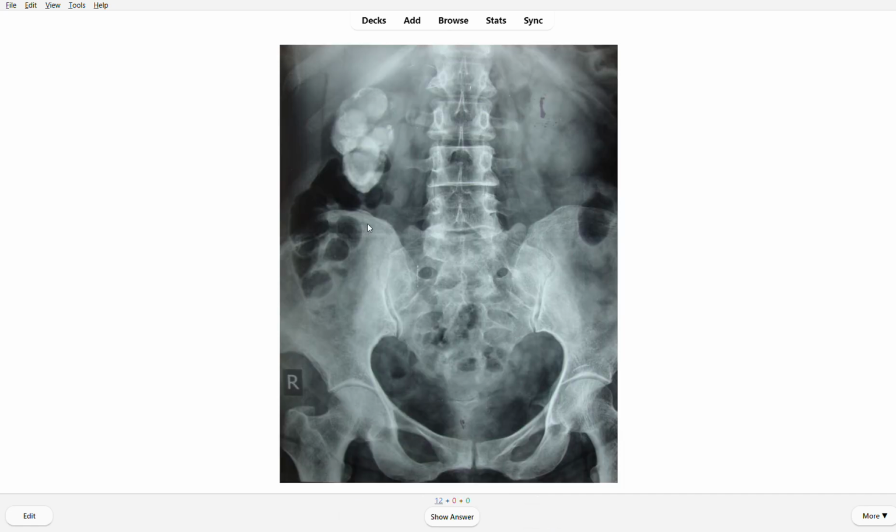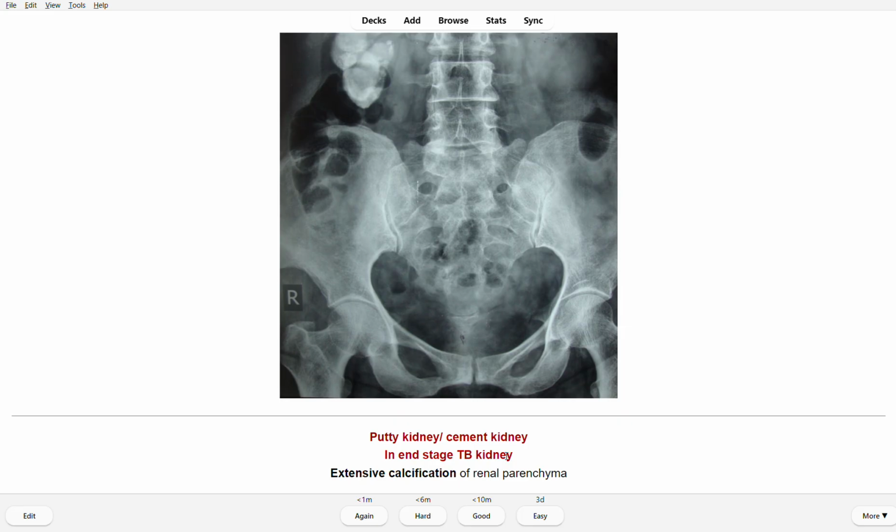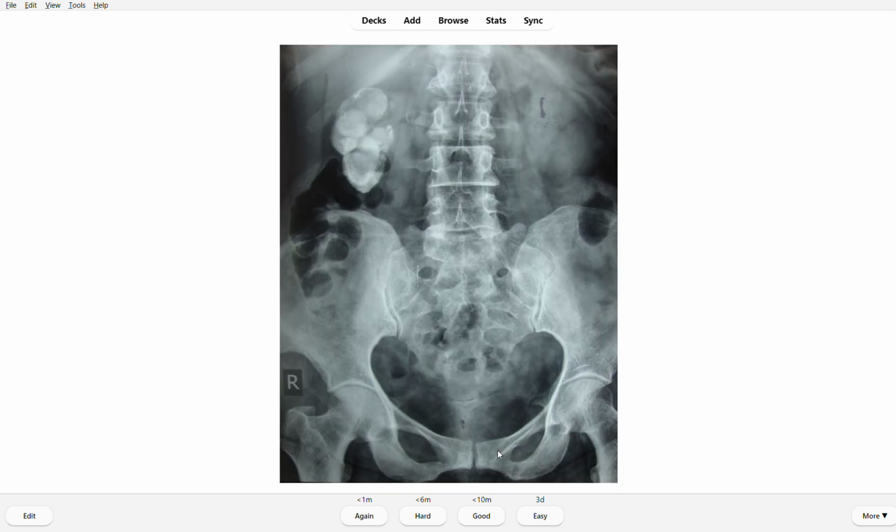What is this condition again? This is putty kidney or cement kidney, which is seen in end-stage TB kidney disease because of extensive calcification of the renal parenchyma. This is putty kidney.